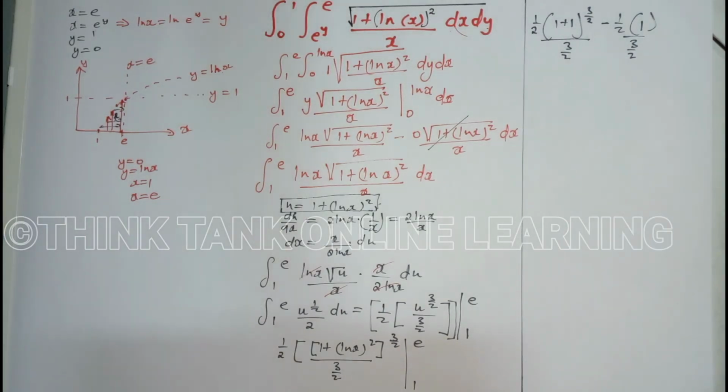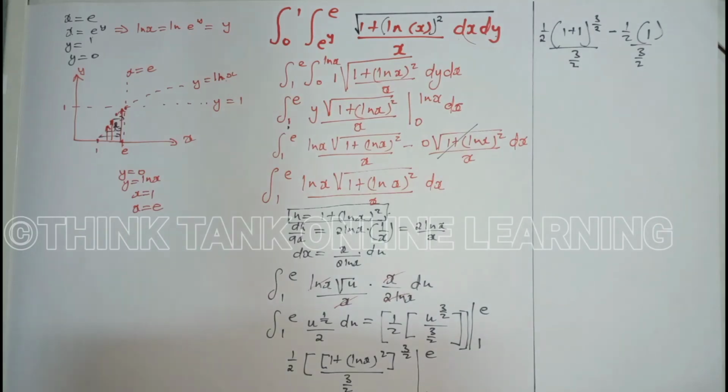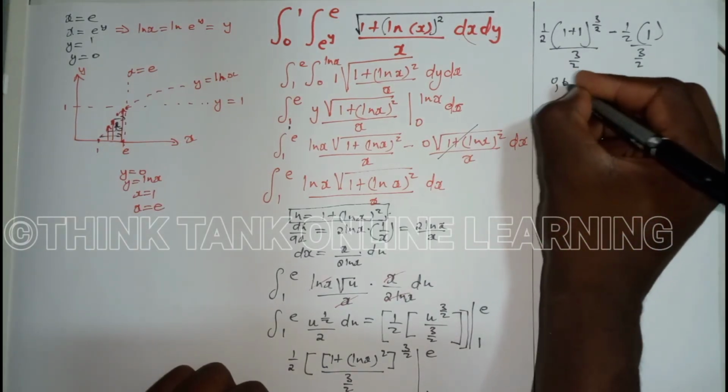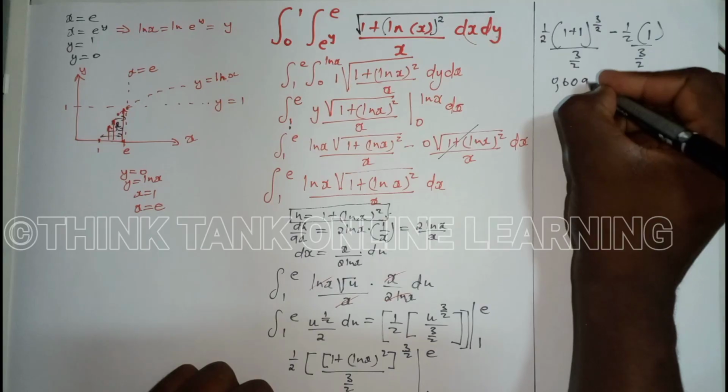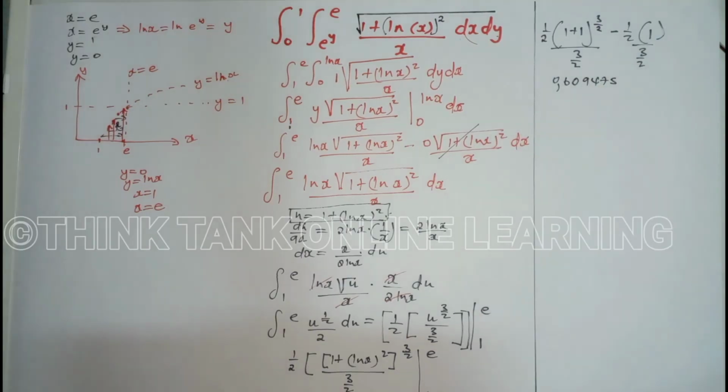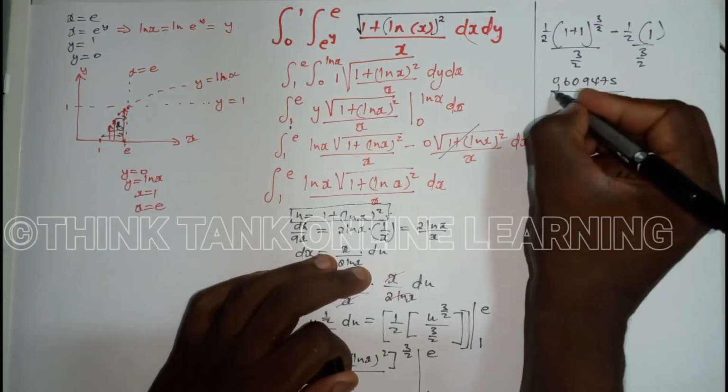So what is going to be our answer? The answer in decimal is going to be 0.609475. You can just write it in exact mode. So this is the answer.